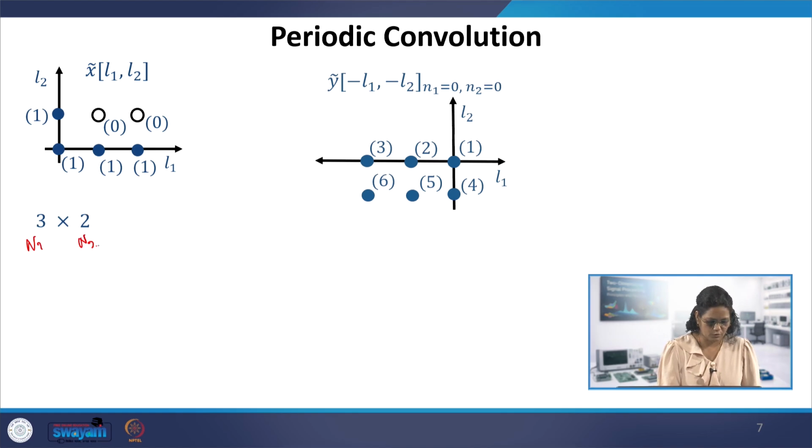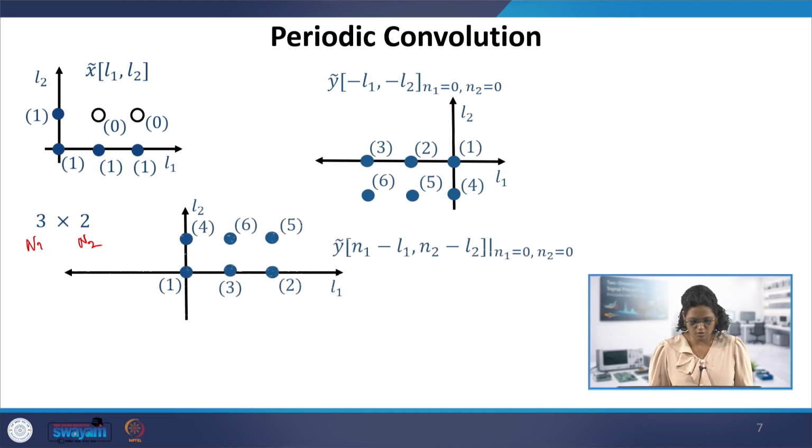This is n2 here. So 3 and 2. So this sequence should not exceed that 3, 2. If you recall, in the 1D case we did in one of the examples, if the sequence is not within the period, it should be made so using the mod function. So to calculate the mod of this, this is 0 comma 0, there is no issue in this, and this is having minus 1 comma 0.